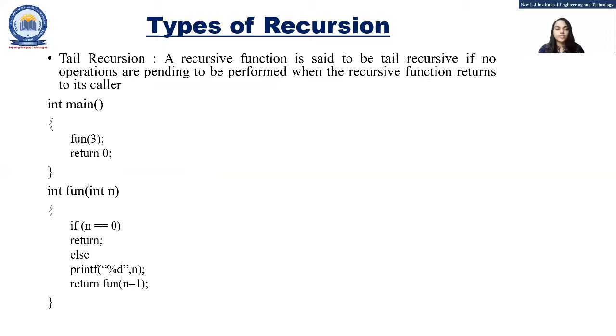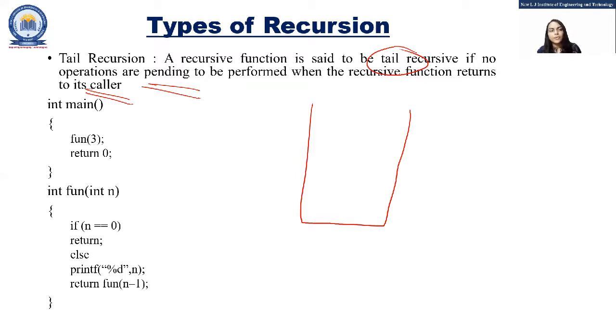Students, a function is said to be tail recursive if no operations are pending to be performed when the recursion returns to its caller, right? So when the function returns to its caller. Let us see this by example. Tail recursive means there are no operations performed after the function is called, and the output is printed before the function is called. For example, in main, function 3 is called.